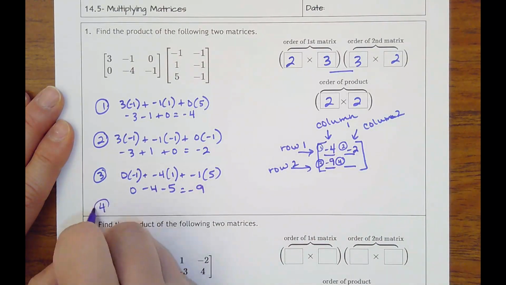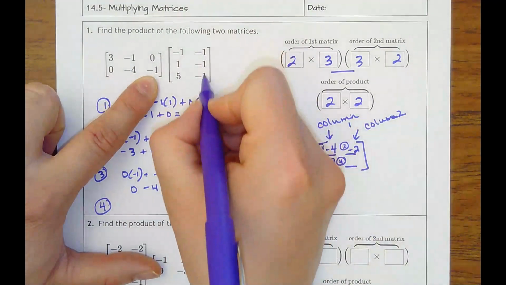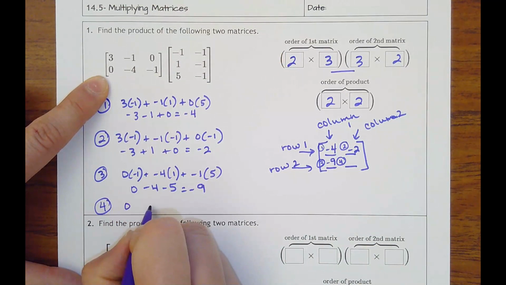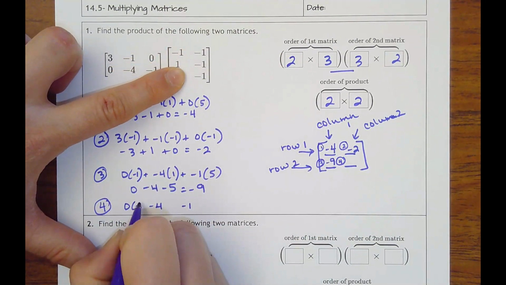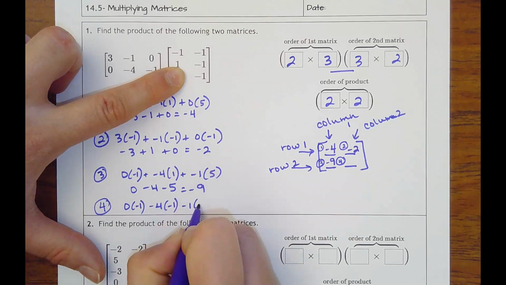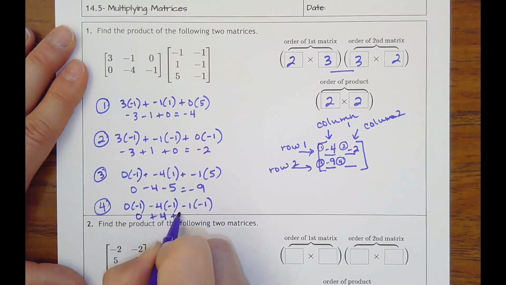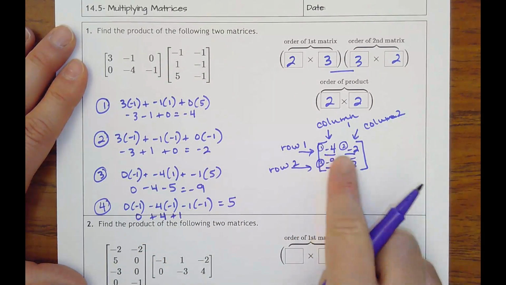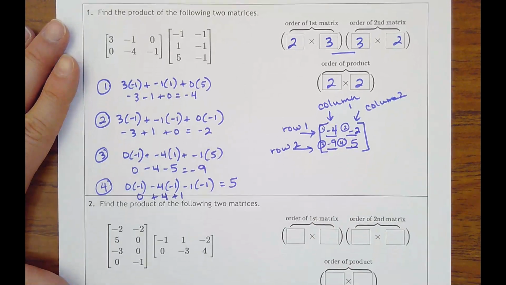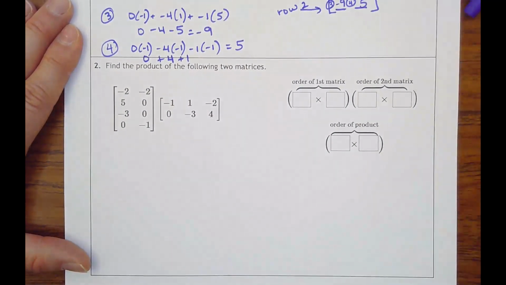And number 4 is row 2 times column 2. So it'd be 0, -4, -1 again, this time times all -1s. So that would be 0, +4, +1. So that results in 5. So your answer would be -4, -2, -9, and 5. Let's try one more, see if we can speed up a little bit.